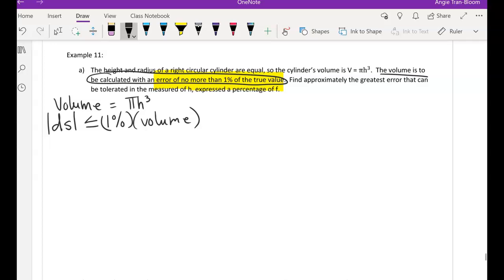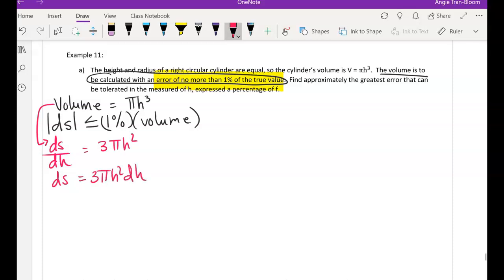So guess what? We're going to have to find the derivative. Let's use your volume equation. Find dS with respect to h. So that's going to be 3 pi h squared. dS is 3 pi h squared times dh. That's what dS is. Now we're going to take it and plug it in here. Well, I know dS, so let's substitute it in.